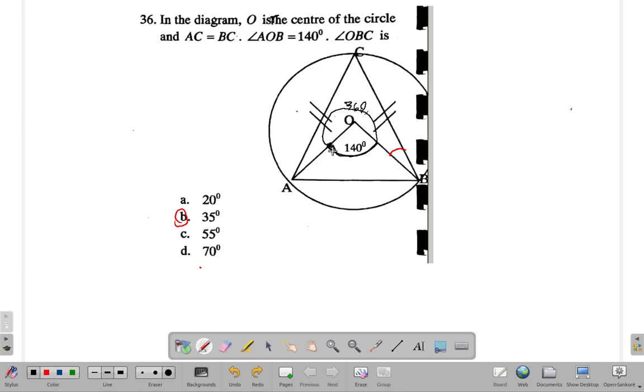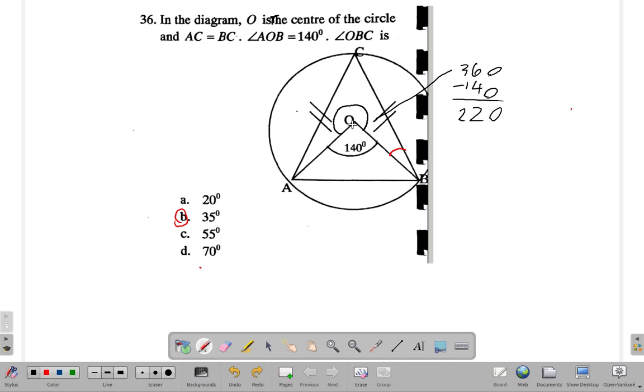Now, I have 140 here. What that means is that whatever is left, this angle, must be 360 minus 140. So 0 minus 0, 0. 6 minus 4 is 2. 3 minus 1 is 2. 220. All right? So all of this angle here is 220. You see that? Now, let me just get rid of some of these markings. So you see that this angle must be 220. All right.